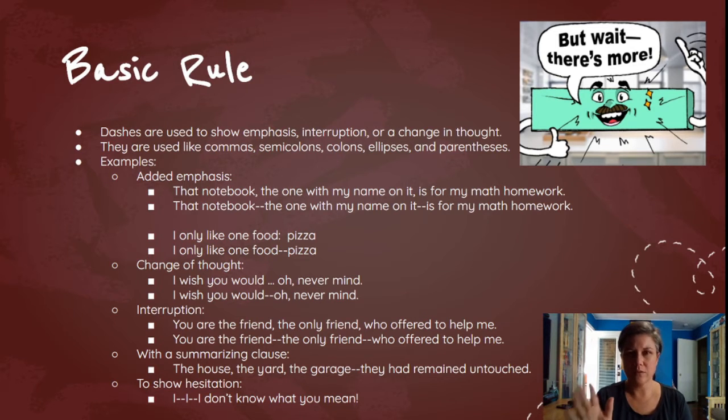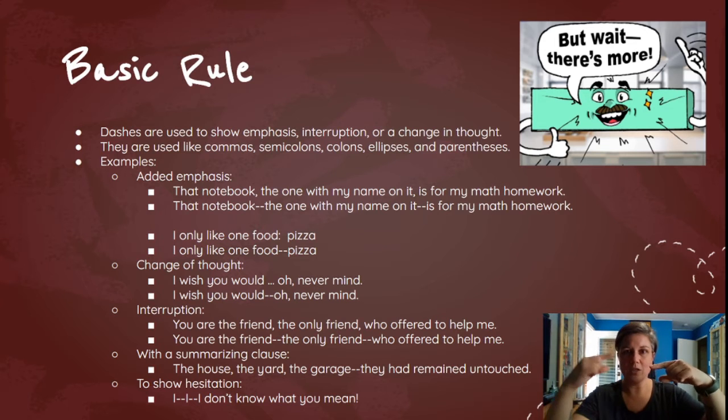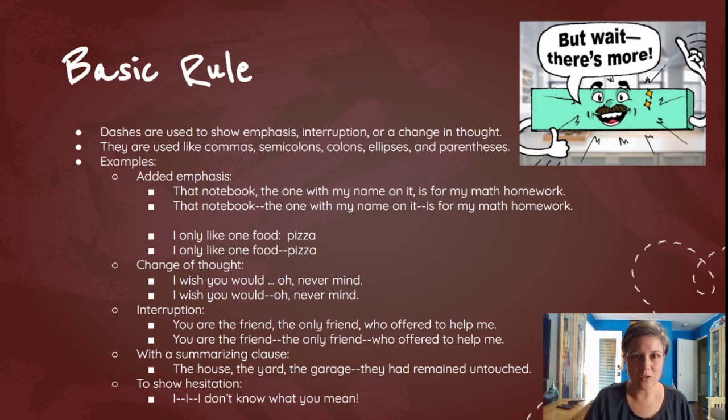Now, the second example underneath adding emphasis is there to show you what it looks like when it's at the end. Okay? Come along on this journey with me. When I look at the sentence about the notebook, you'll see that there's a dash at the beginning and a dash at the end. And that is because the sentence continues on. So just like I would have a comma at the beginning and a comma at the end of an unnecessary phrase. If you look at the second sentence, the sentence ends with the phrase that would be surrounded by dashes. Okay, so I don't have another set of dashes at the end.